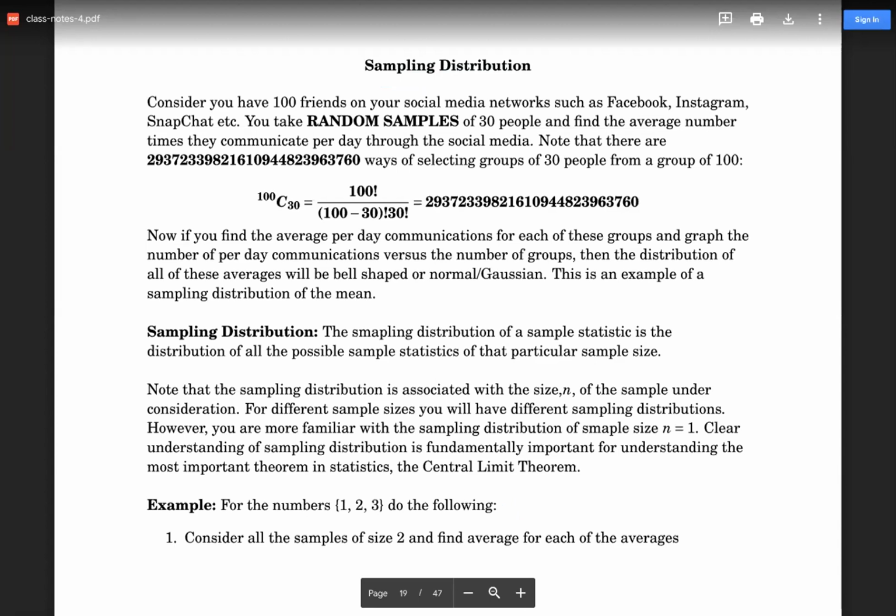So what is sampling distribution? To put it simply, sampling distribution is the mean of the sample means. Now this may sound a bit not so clear. Let me go ahead and clarify it for you. And I like to give this very simple example.